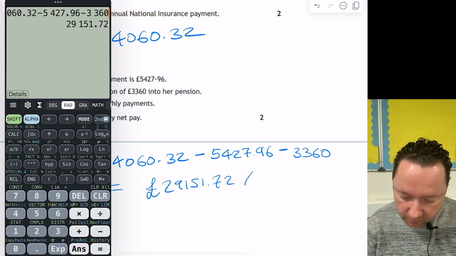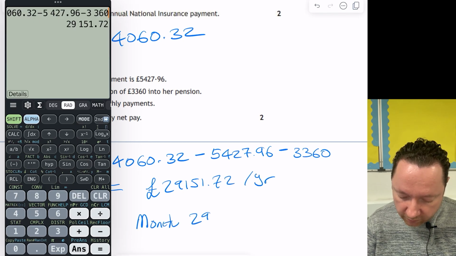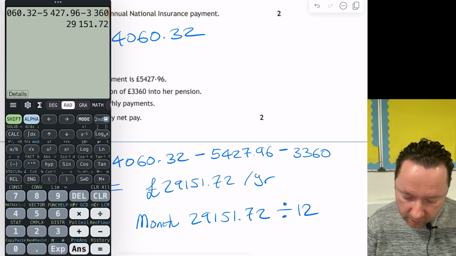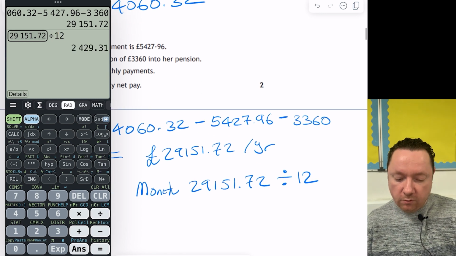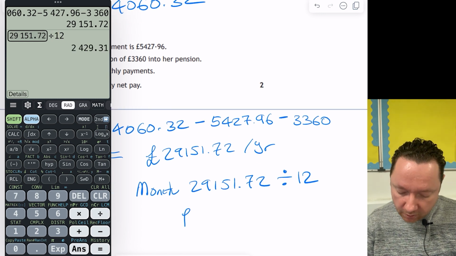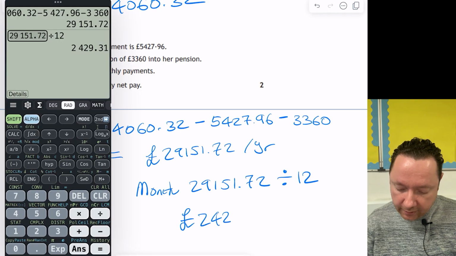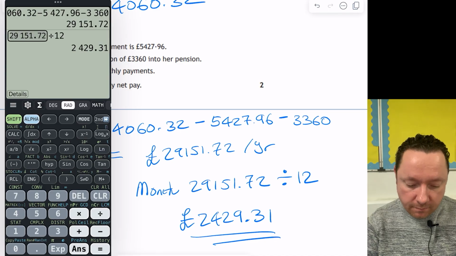And that's per year. So for a month, I just do 29151.72 divided by 12. So I've already got that in the calculator, divided by 12. That's a total of £2,429.31. And we're done there.